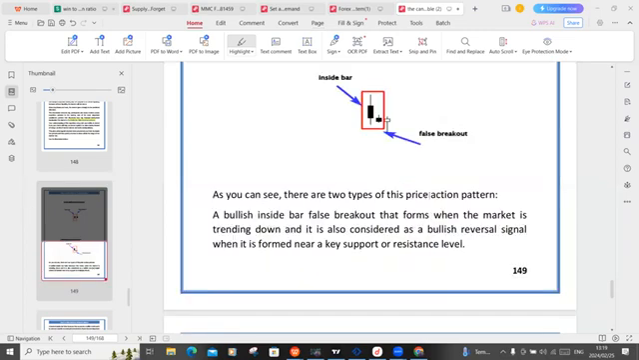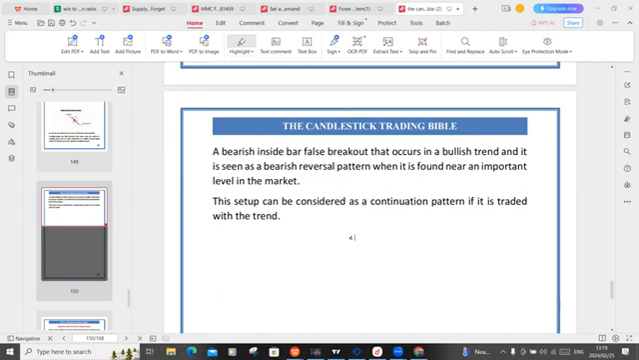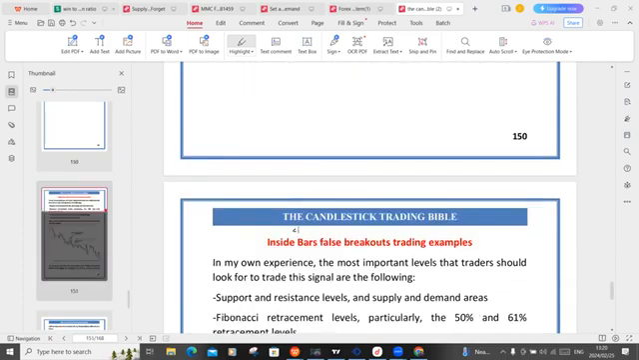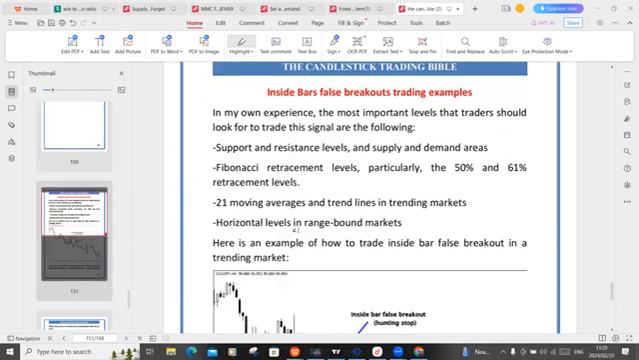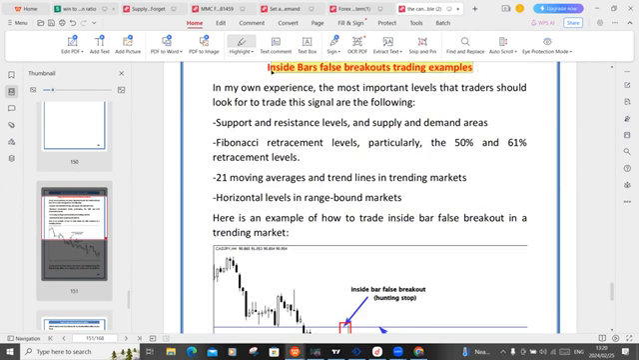As you can see, there are two types of this price action pattern. A bullish inside bar false breakout that forms when the market is trending down, and it is also considered a bullish reversal signal when it is formed near a key support or resistance level. A bearish inside bar false breakout that occurs in a bullish trend, and it is seen as a bearish reversal pattern when it is found near an important level in the market. This setup can be considered a continuation pattern if it is traded with the trend. Examples: inside bar false breakouts.